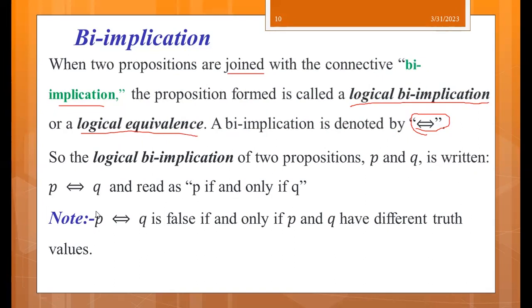And when we come to the possible truth values of this biimplication, P if and only if Q is false if and only if P and Q have different truth values. That means if the truth values of P and Q are different, that is, either P is true and Q is false, or vice versa, then this biimplication will have a truth value which is false. But if the truth values of P and Q are similar, that means both are true or both are false at the same time, the biimplication will have a truth value which is true.